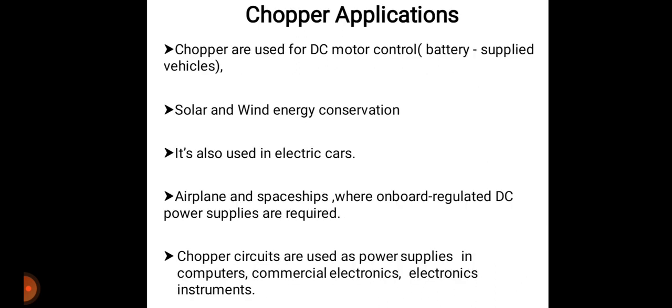Now also the applications of chopper. Choppers are used for DC motor control, also battery supplied vehicles. In solar and wind energy conversion, it is also used in electric cars, airplanes and spaceships where onboard regulated DC power supplies are required. Chopper circuits are used as chopper supplies in computers, commercial electronics, electronic instruments, etc.